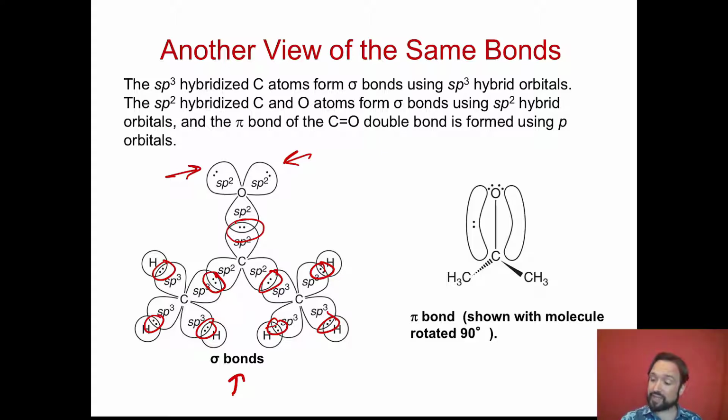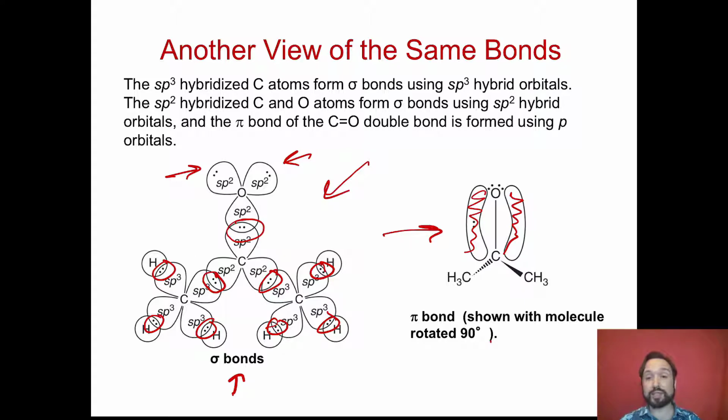Now, this image on the left here does not show our pi bonds, which is what we're going to show over here. We're going to show that pi bond in the plane of the page, so just flat on the paper, and it takes up both the left and right sides. And we can see the 2 CH3 groups coming out of the page and going back into the page. And then we see that one pi bond that we've got there.